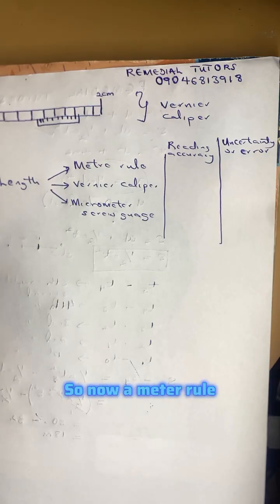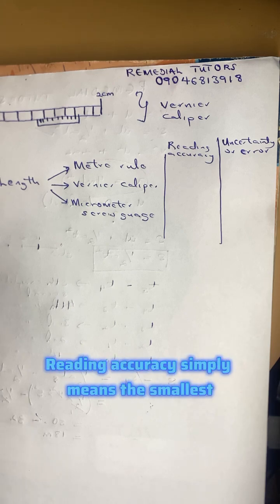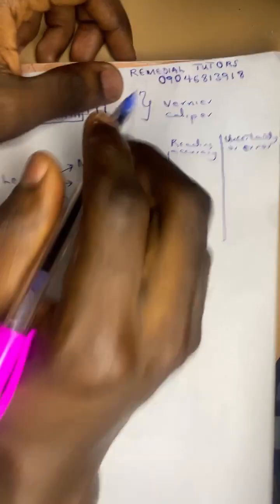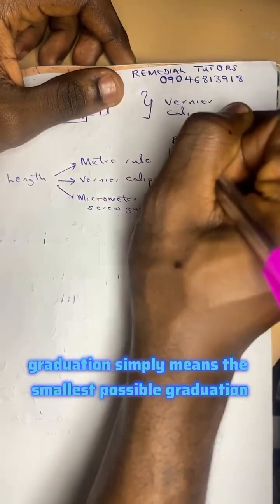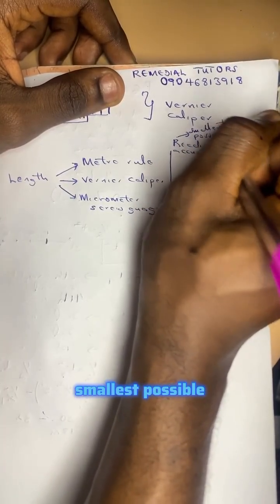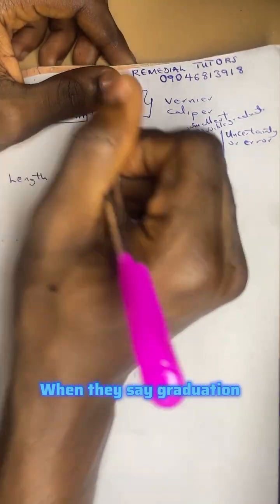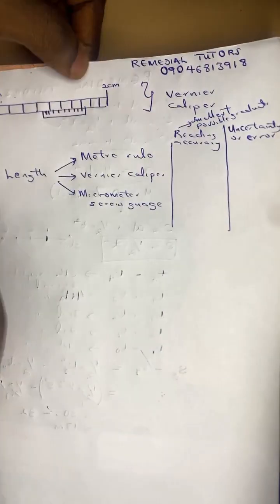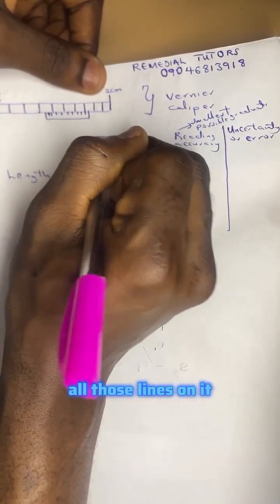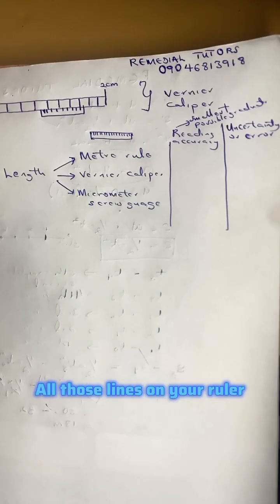So now, a meter rule, the reading accuracy. What's the meaning of reading accuracy? Reading accuracy simply means the smallest possible graduation on an instrument. When they say graduation, it simply means all those lines. If you have your ruler like this, all those lines on it, that's what we call graduations.